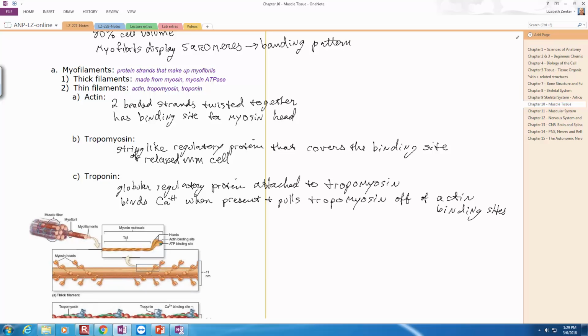Troponin will pull tropomyosin out of the way and expose that binding site so that myosin can attach to it.